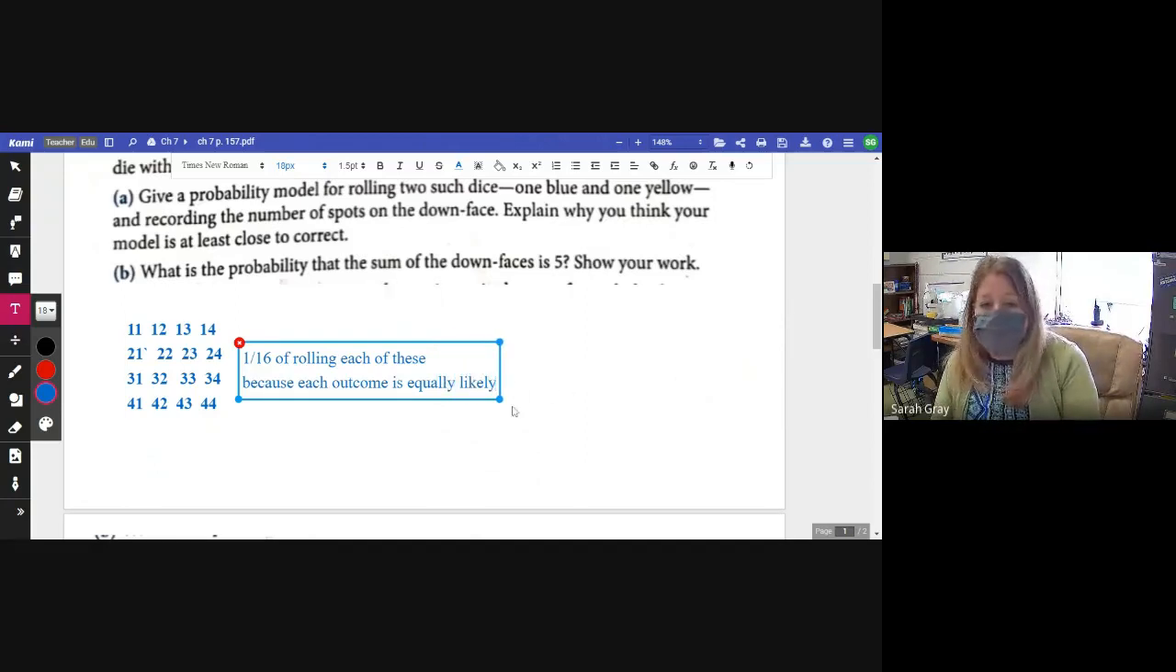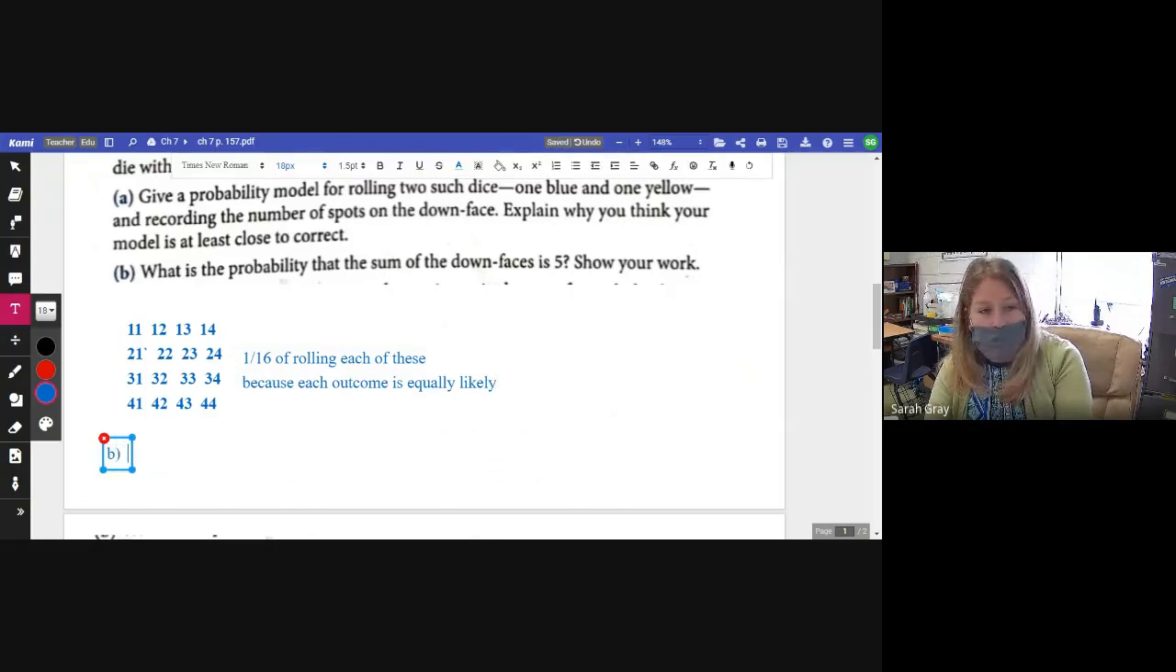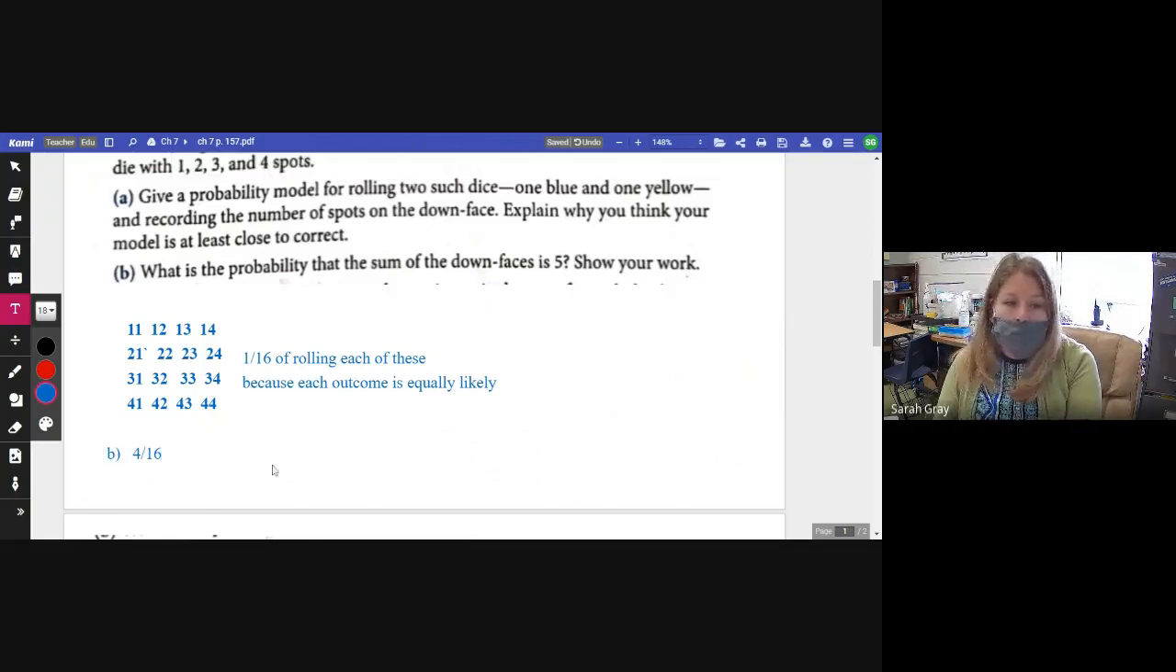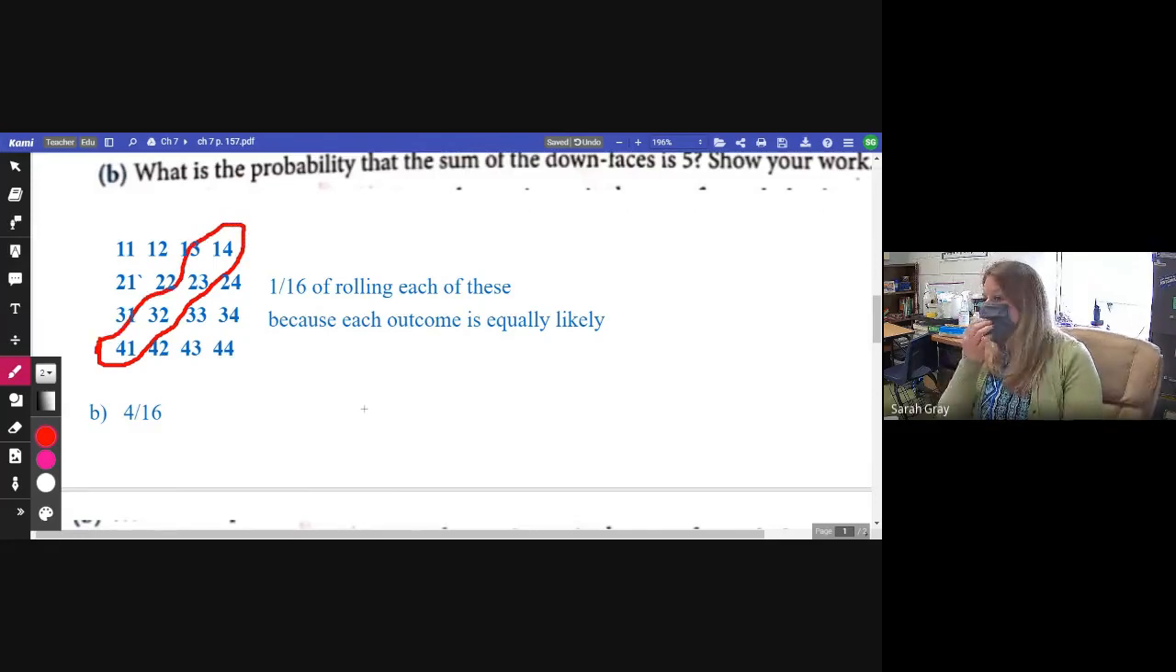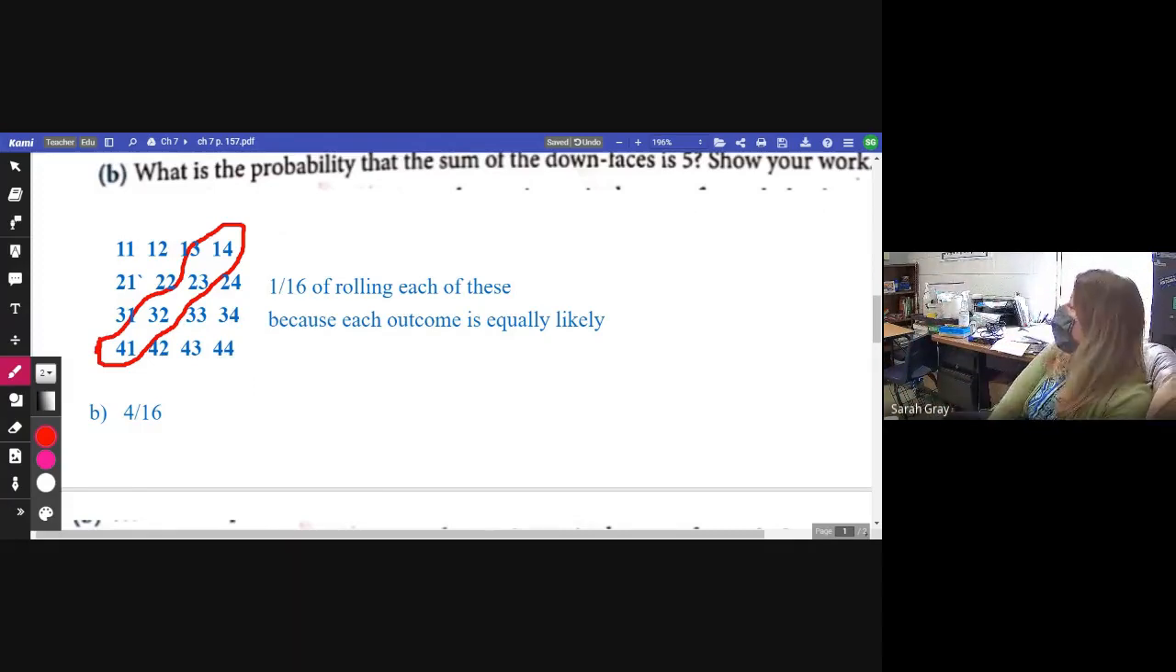What's the probability of rolling a 5? It's 4 out of 16. Right, 4 and 1, 3 and 2, 2 and 3, 1 and 4. It's out of 16, right? Yep.